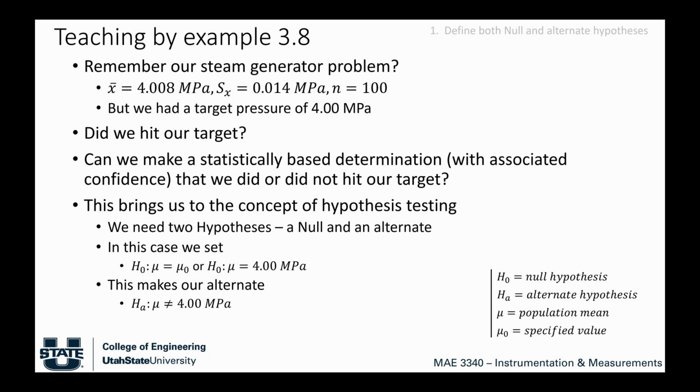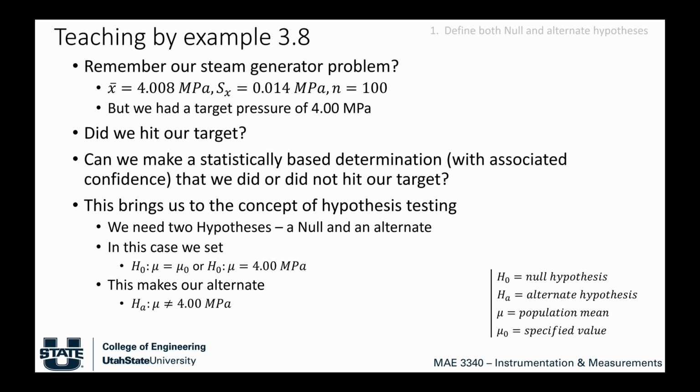So can we make a statistically based determination with an associated confidence, of course? Without that confidence, it means nothing. But can we make a statistically based determination that we did or did not hit our target? So you can see this can be a pretty powerful tool if we're trying to figure out, is there too much noise in this sample or in this data set that we're looking at? Is there too much noise or too much spread?